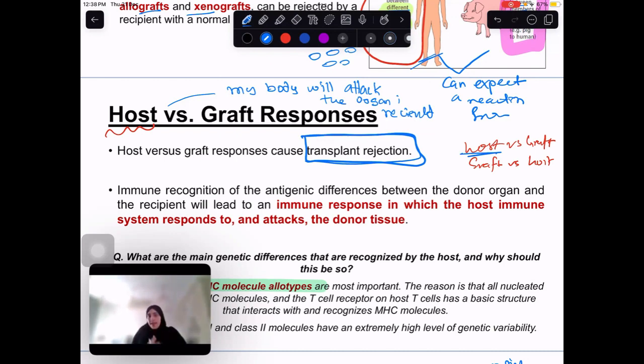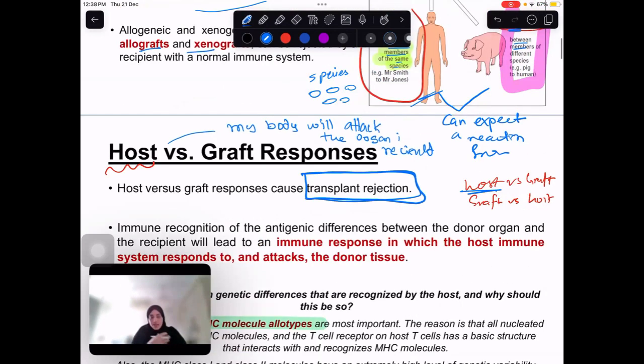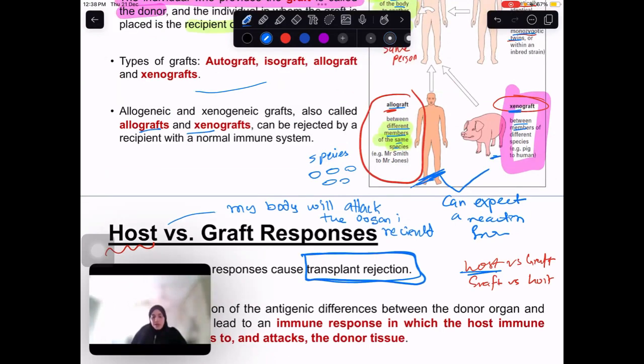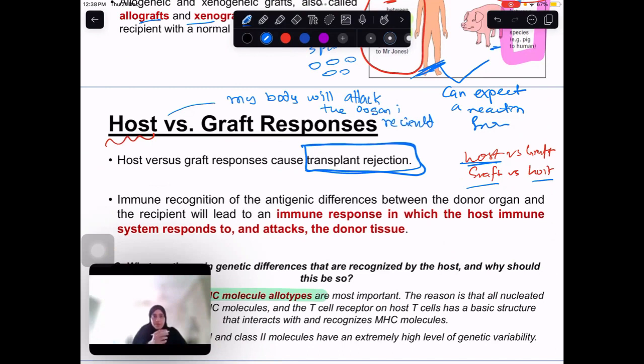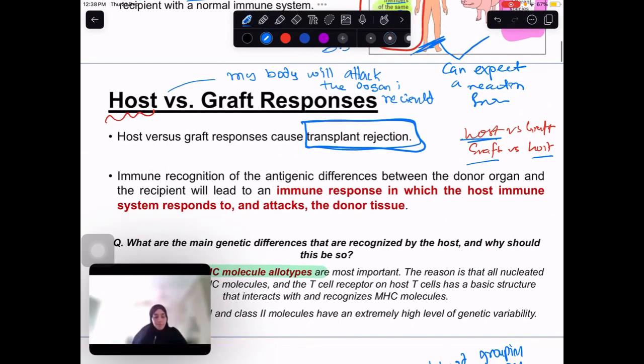This is in the case of rejection, for example, here or here, right? And the graft versus host, who came first? The graft. So the graft is the one that's attacking me. Okay? So here that's what we're saying. Host versus graft is what? My body will be the one that's attacking the organ that I received. Why? Because host is the first. So the host is attacking what? The second thing, which is the graft.